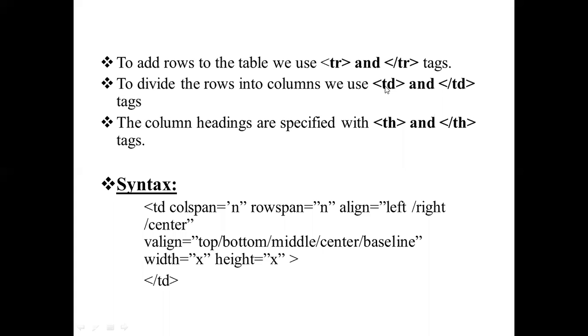First one, colspan, that is column span. It is used to stretch the cell to the right to span over the subsequent columns. Next, rowspan. It is used to stretch the cell to span downwards over several rows. Next, align specifies the horizontal alignment of text within a table cell. Next, valign specifies the vertical alignment of text within the table cell. Next, width specifies the width of the table cell, and height specifies the height of the table cell.